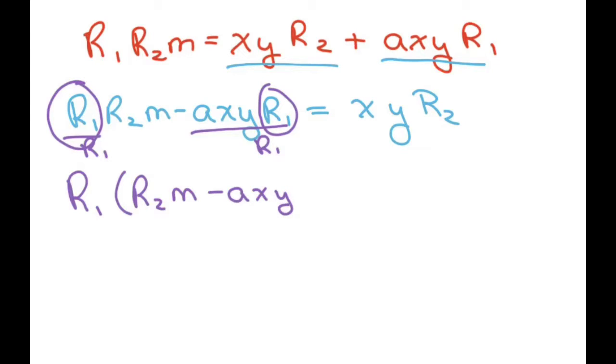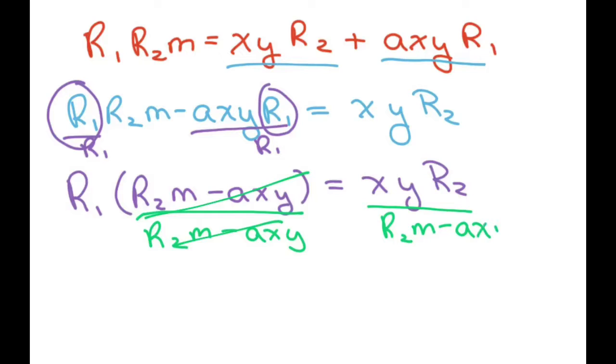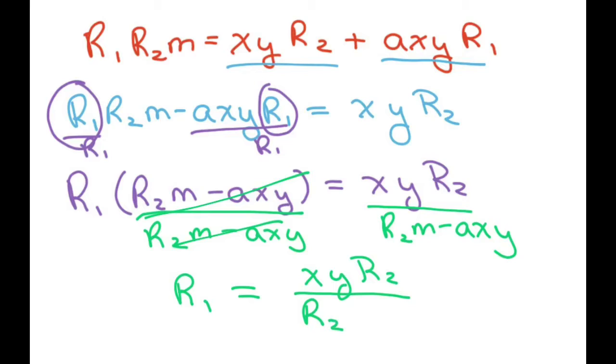All right, then we have equals xy r sub 2. Now, just divide both sides by this amount, r sub 2 m minus axy, so that will cancel. But also do it on this side, so you get r sub 2 m minus axy. So we solved for r sub 1, which is xy r sub 2, divided by r sub 2 m minus axy.